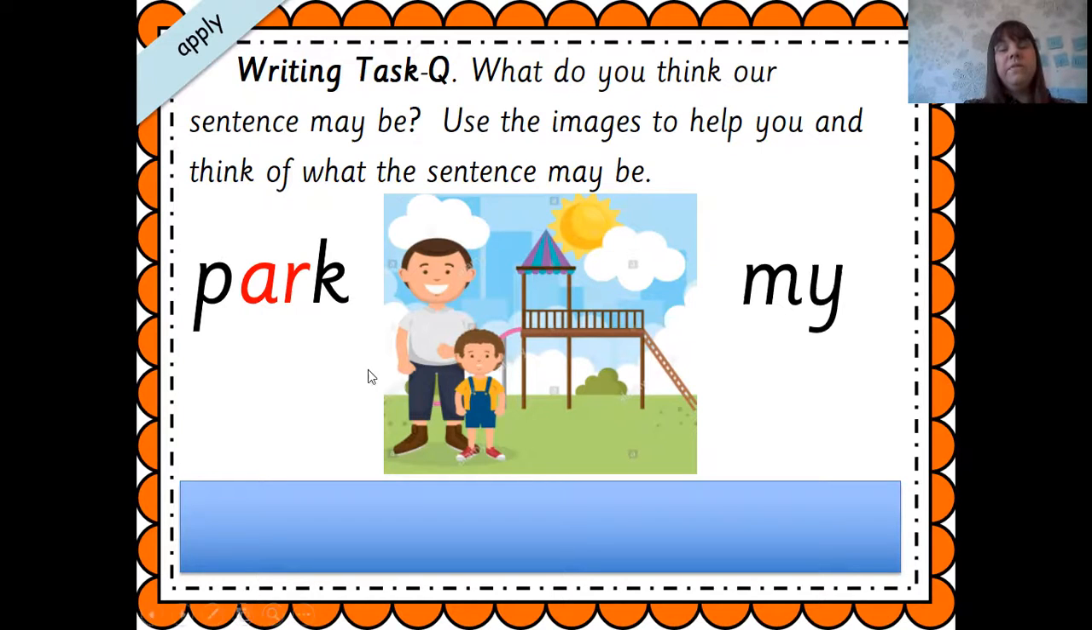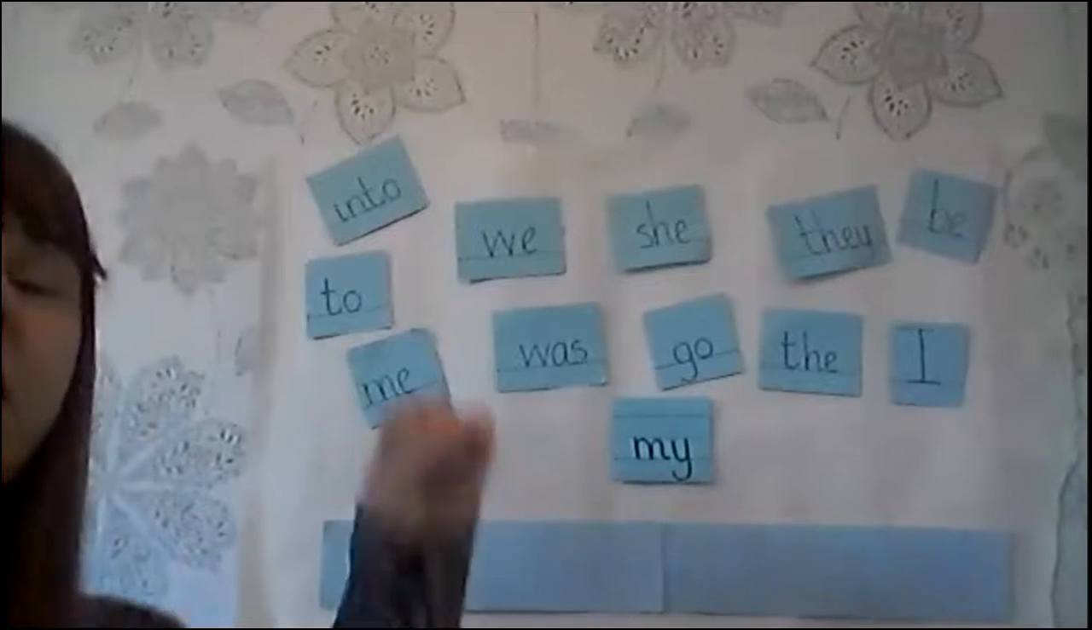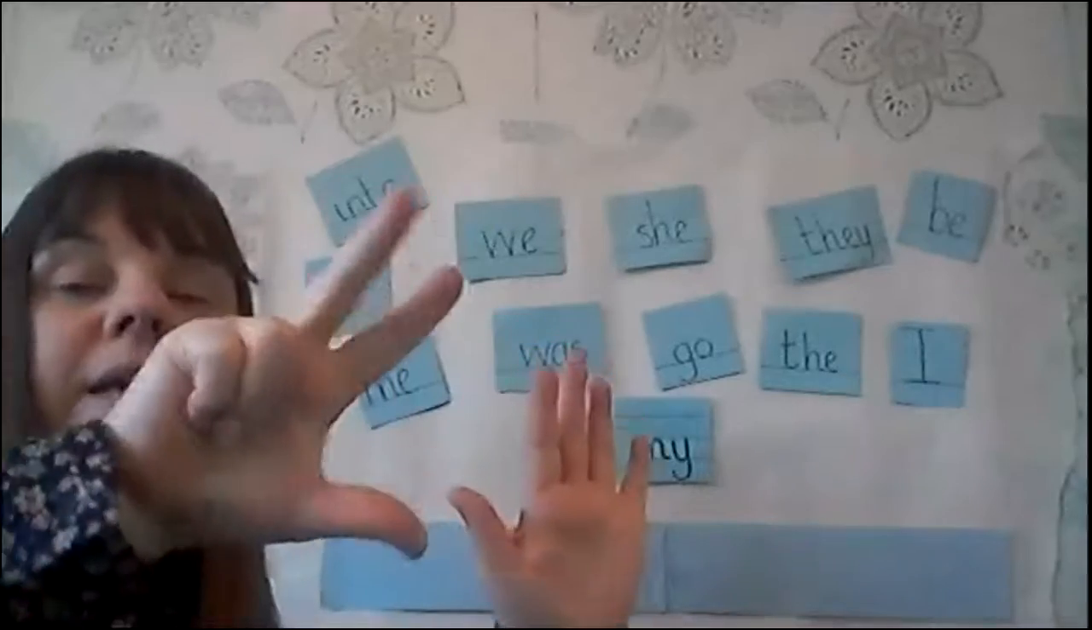Who is the boy with? He is with his dad. So the sentence is, did you guess? I went to the park with my dad. I went to the park with my dad. Eight words. We're going to use eight words and it's going to have the word my in today because that is our tricky word for today. I went to the park with my dad. Eight words.